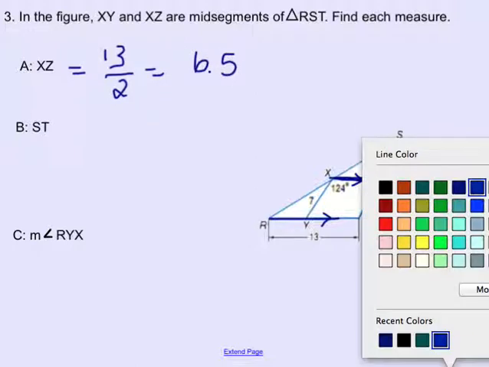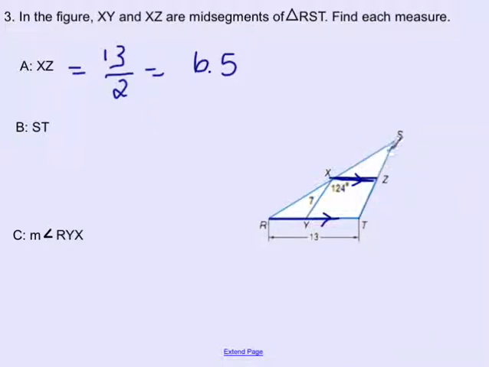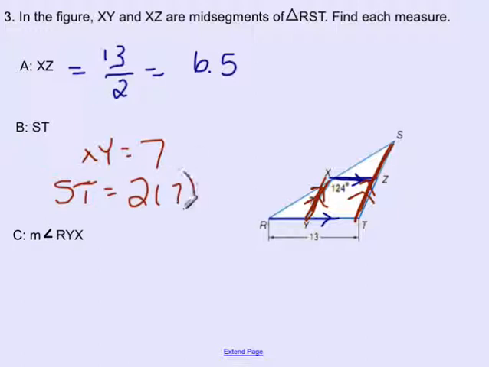So that's that length. Now let's take a look at ST. So ST is this side here. I notice that ST is parallel to this guy right here. Let's do it this way. So we know that XY is 7. So XY is equal to 7. Well, I notice that this is connecting two midpoints, and it's parallel to that line. So that means in order to get ST, since this is on the outside of our triangle, we need to take 2 times the length of that mid-segment in order to get the length of ST. So ST is going to be equal to 14.